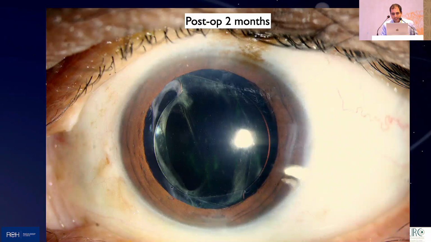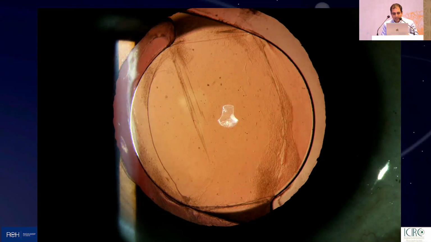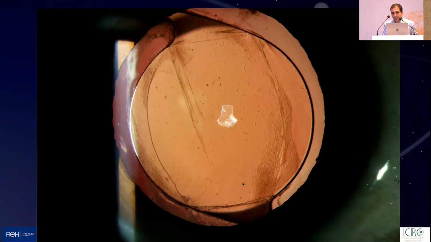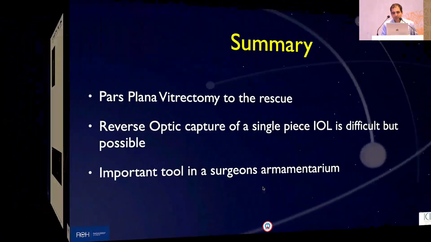You can see this area of the PCR which is crystal clear. Rest of the PC will develop early fibrous PCO, which you can definitely YAG as and when required. And this is the broad area of optic haptic which has got reverse optic captured. Patient did quite well. This is the anterior segment OCT to show that the optic is still very much behind the iris, so no chances of uveitis, glaucoma, hyphema occurring.